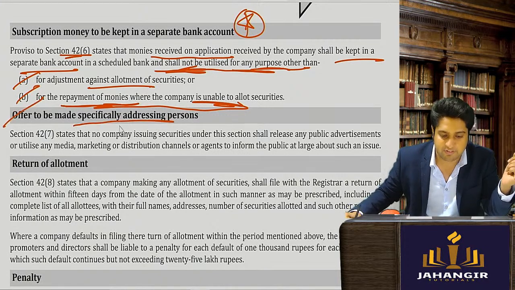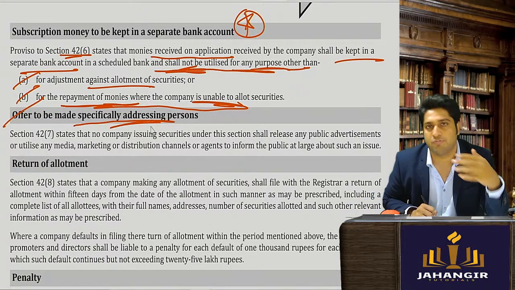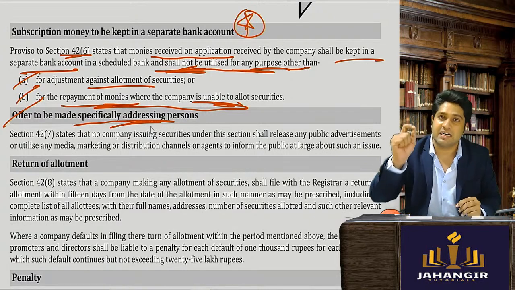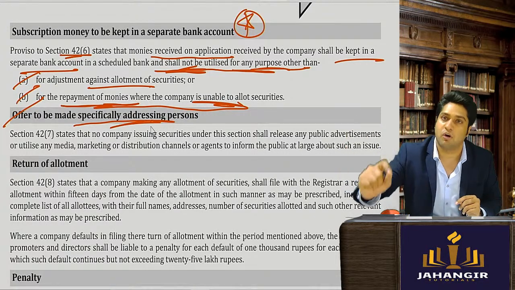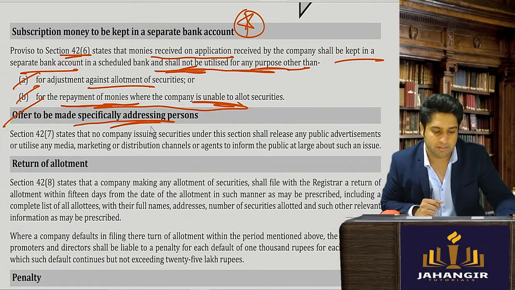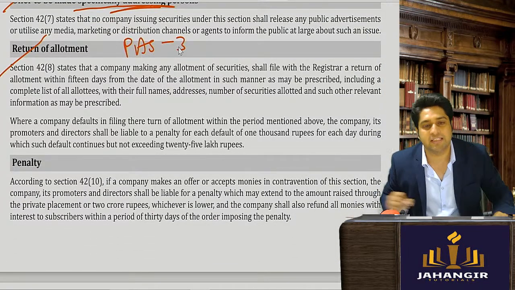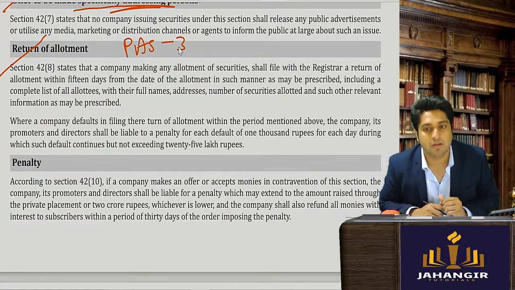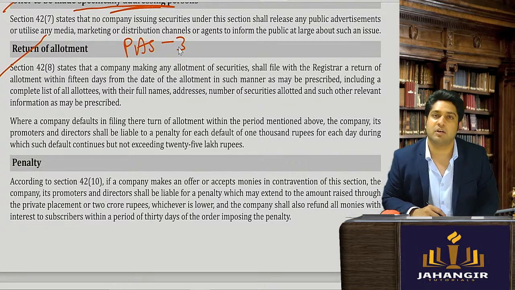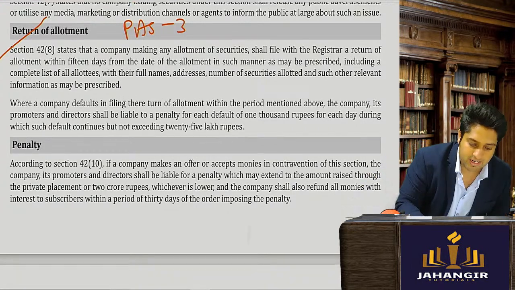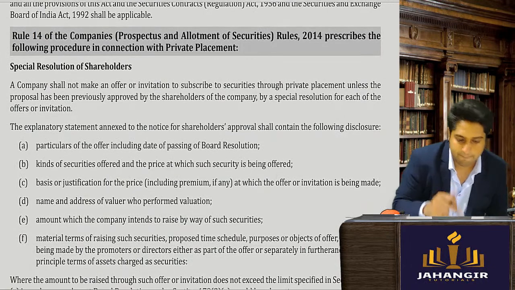Offer to be made specifically addressing a person. So a letter of offer, if you've ever seen, will be addressed to Mr. Smith or Mr. XYZ. Return of allotment, PAS 3. Any kind of issue of security is there, PAS 3 has to be filed, which is a return of allotment which contains the details of allotment. And if you violate any of the provisions, you'll get a penalty.